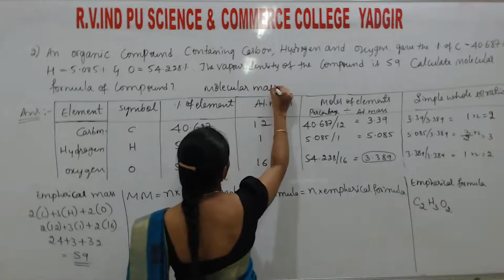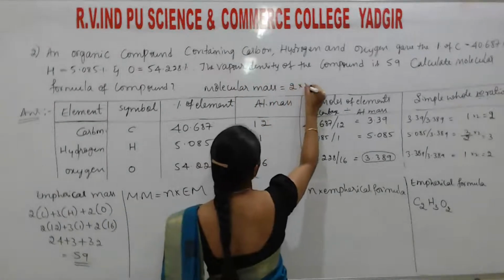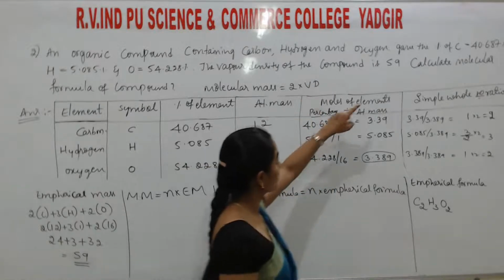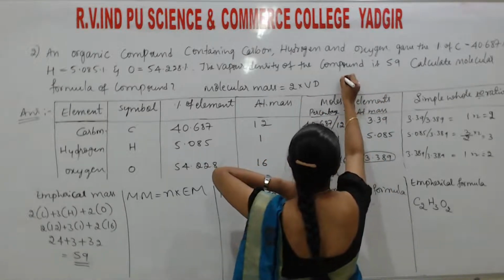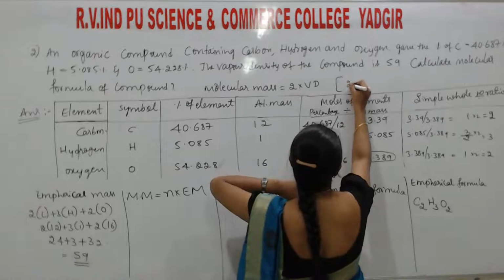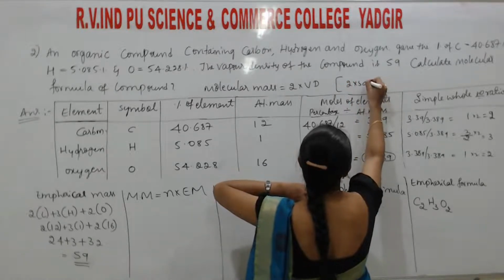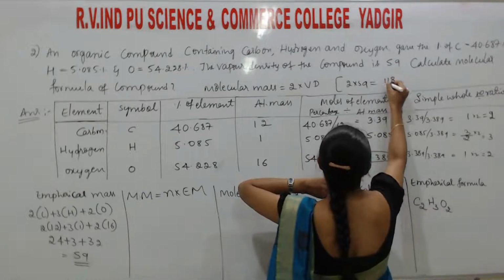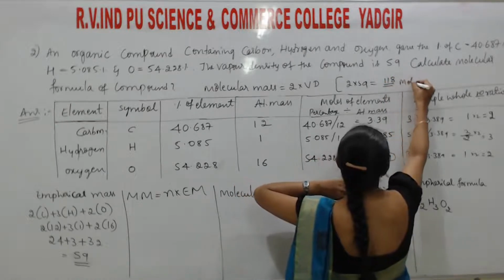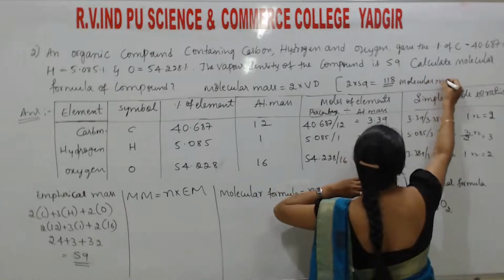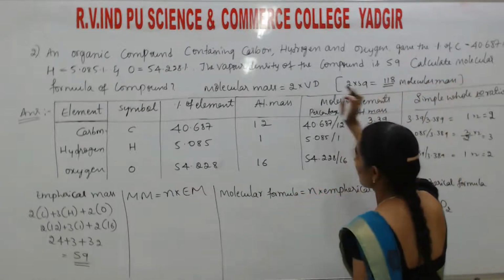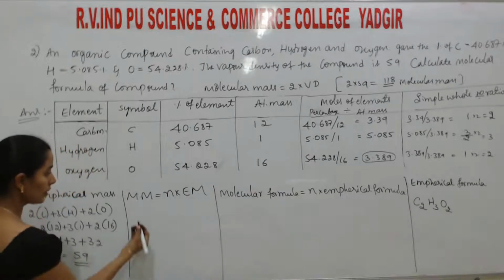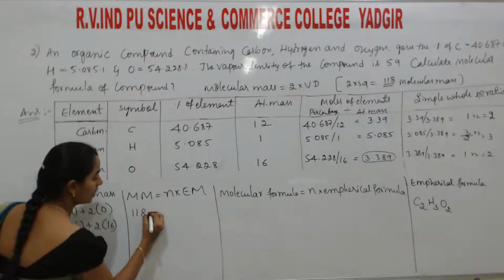molecular mass is equal to 2 into vapor density. Here the vapor density they gave is how much? 59. So 2 into 59 means how much? 118. This is what? Molecular mass. Because this is the relation. Molecular mass is equal to 2 into vapor density. So students, here molecular mass we have 118.